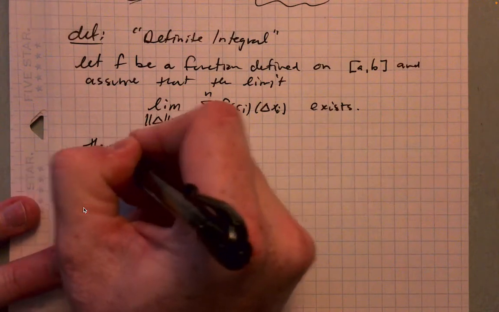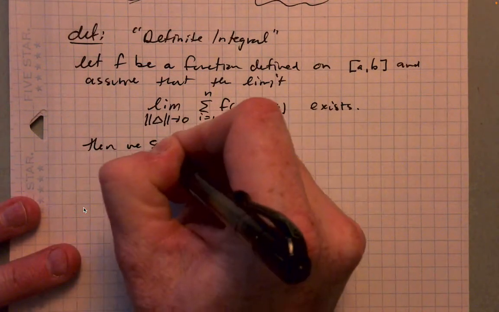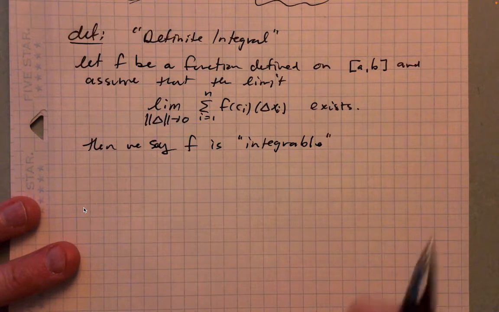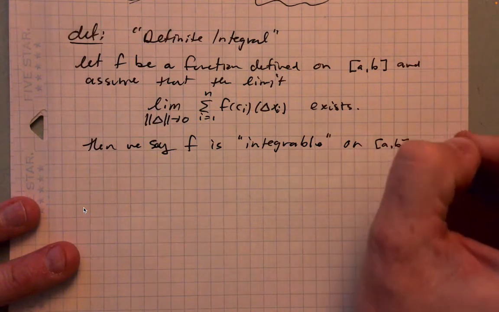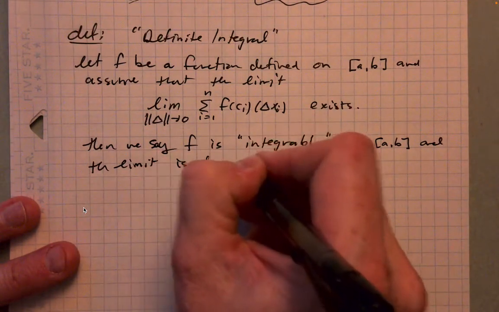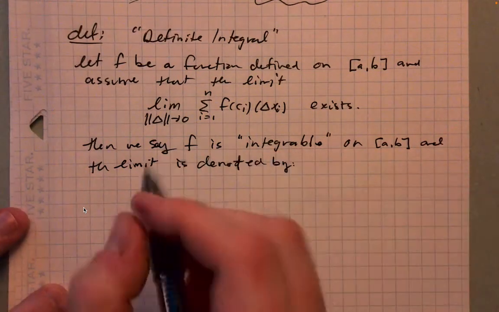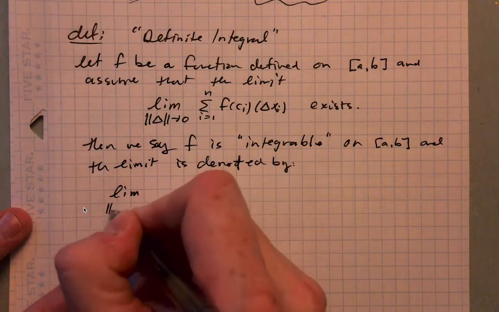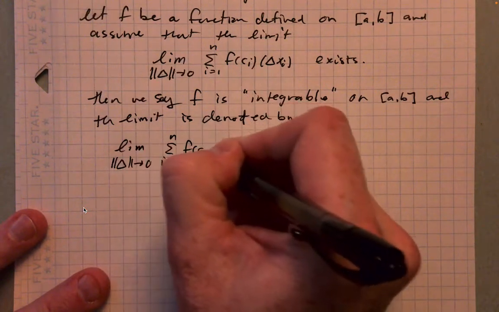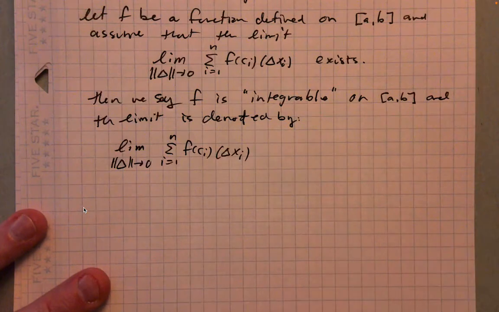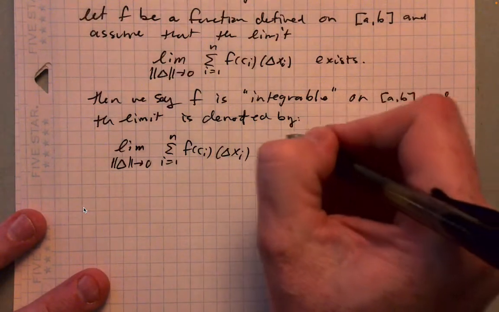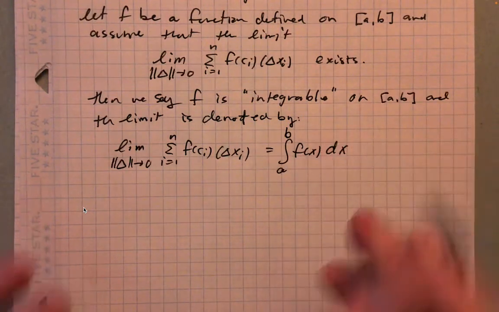Then we say f is integrable on [a, b], and the limit is denoted by, so here's what we'll say. It's basically exactly the same thing, but I'm going to write it again. The limit as the norm of the partition goes to 0 of the sum i equals 1 to n of f of ci delta xi is equal to the integral from a to b of f of x dx.